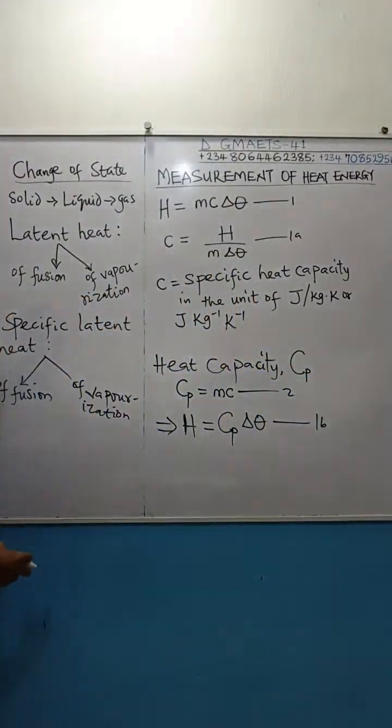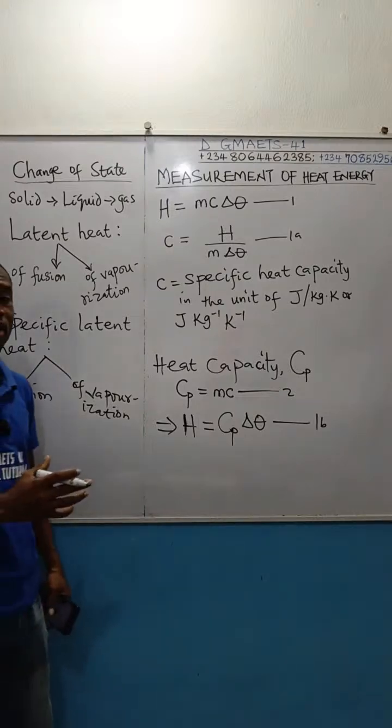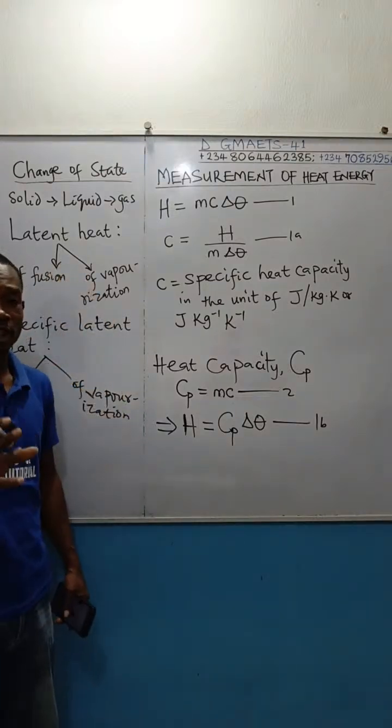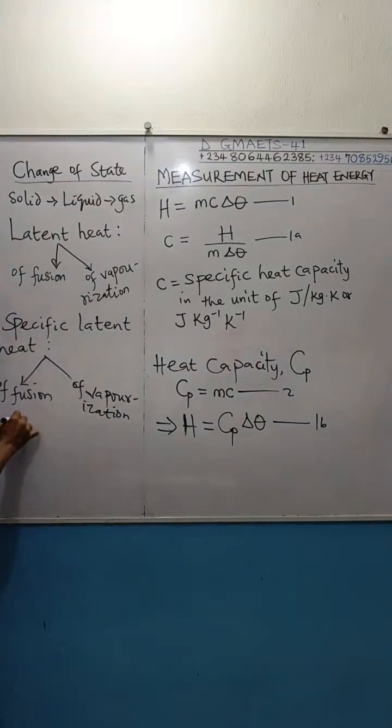Having defined this, can we now bring out the formula for calculating the quantity of heat in the case of change of state? Quantity of heat in the case of change of state, H, is equal to mL. I hope this is showing on the board. Oh my gosh, this has cut off.